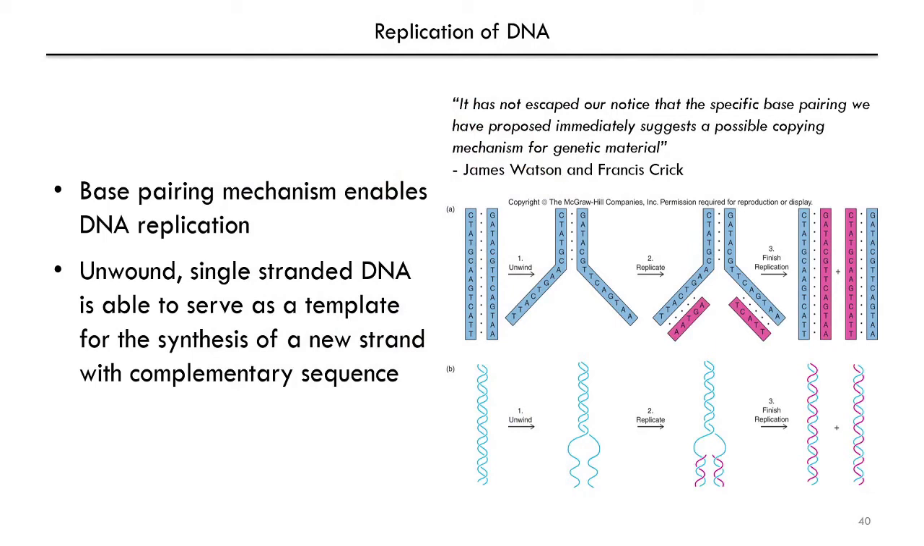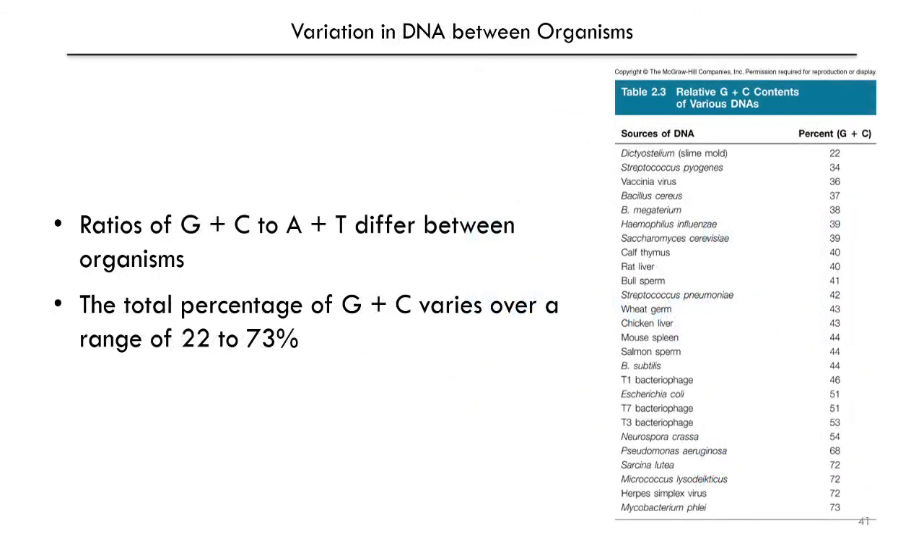When it is unwound, single-stranded DNA is able to serve as a template for the synthesis of a new strand with a complementary sequence. Shown in this figure is an illustration of semi-conservative replication, which we will discuss in the next lecture. Each separated strand of DNA serves as a template for a new daughter strand. We will get into this in more detail in the next lecture, but for now we'll move on to discuss more of the physical properties of DNA.